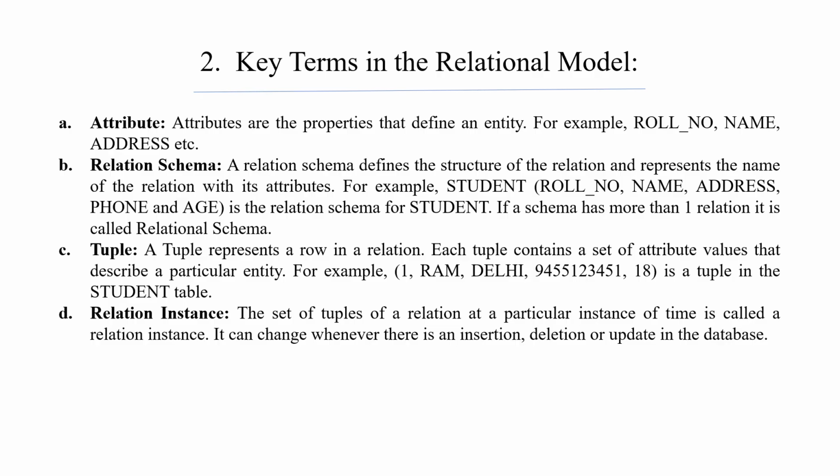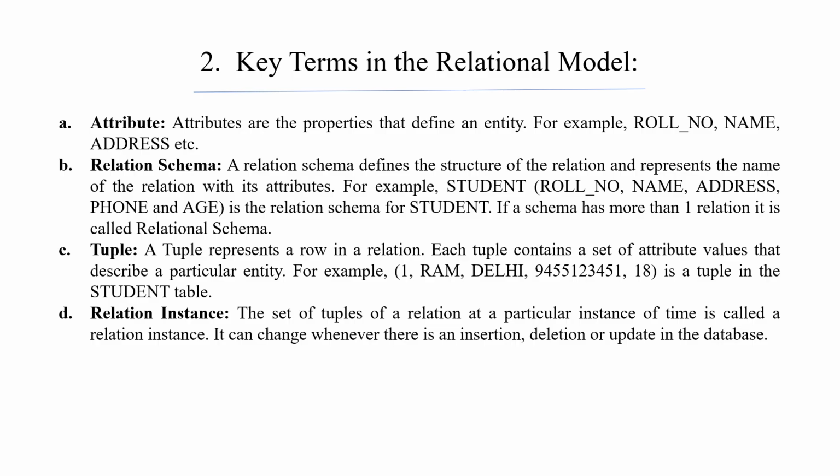The second one is relational schema. A relation schema defines the structure of the relation and represents the name of the relation with its attributes. For example, student in brackets consists of roll number, name, address, phone, and age. This is the representation of a relational schema.